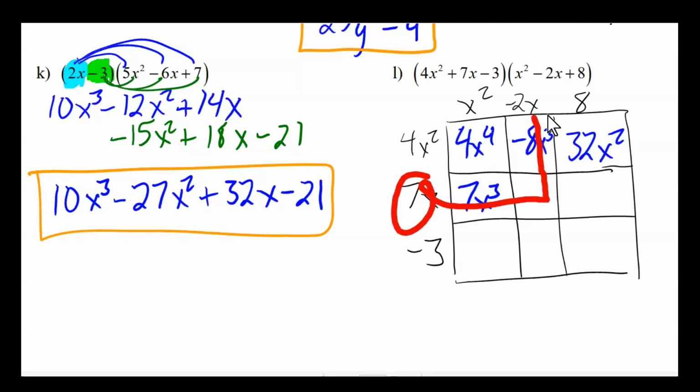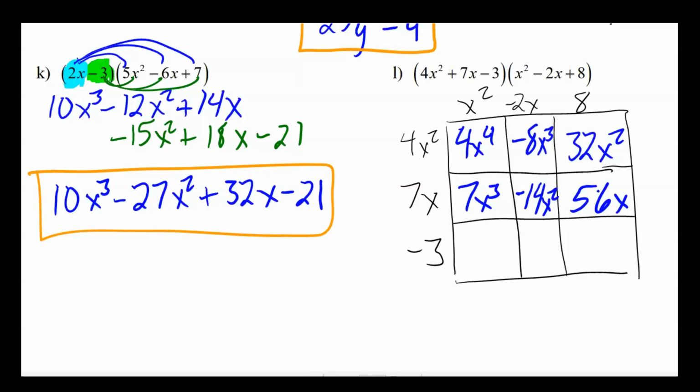7x and negative 2x, so 7x times negative 2x. By the way, one of the most common errors I see on these is instead of multiplying them, you end up adding them because there's a lot of addition going on, so you make a mistake. So negative 14x squared. And then 7 times 8, 56. I think that's right.